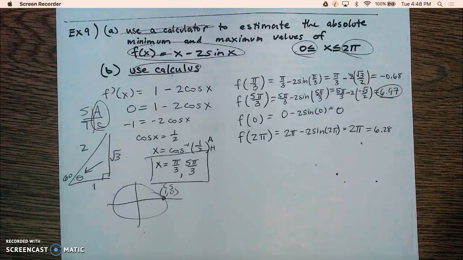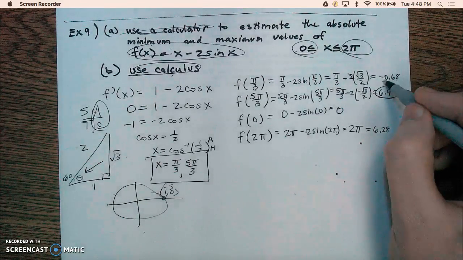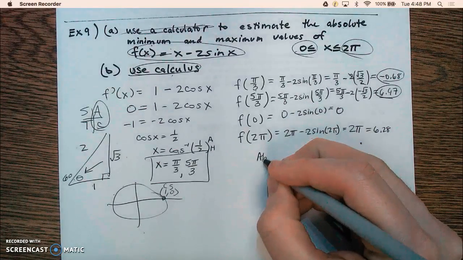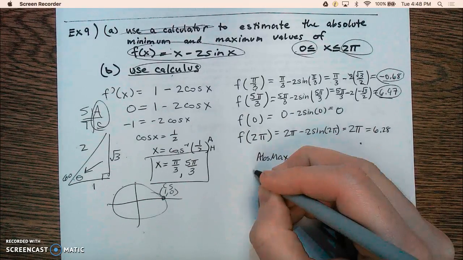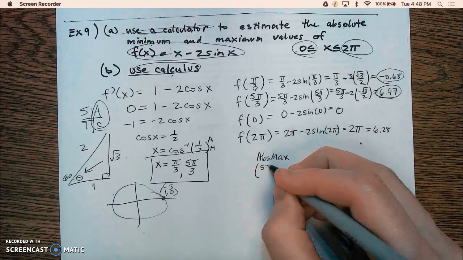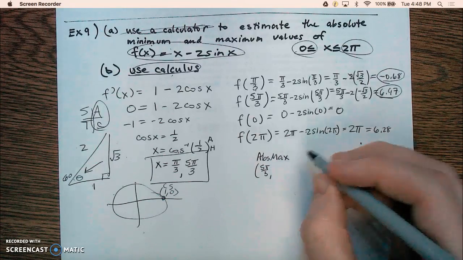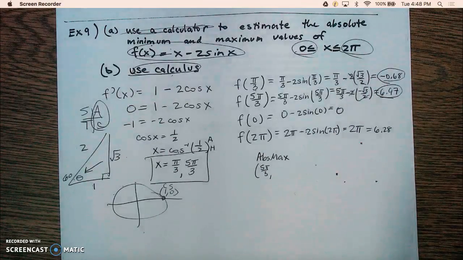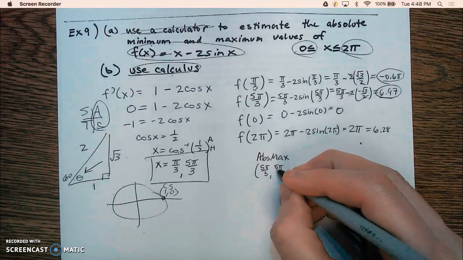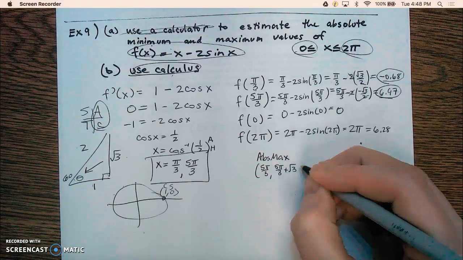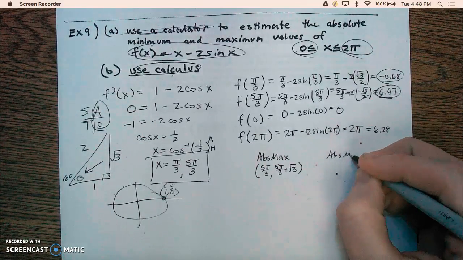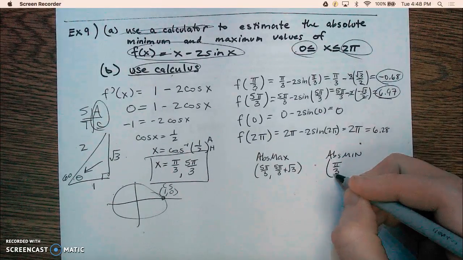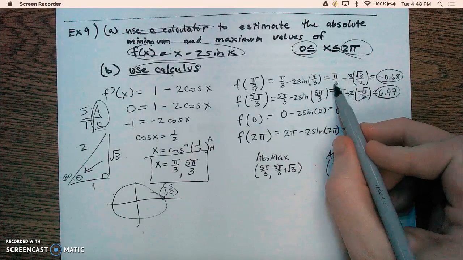The 5 pi over 3 is going to be our absolute maximum. And the smallest one is our negative, the pi over 3. So we've got an absolute max at 5 pi over 3, comma, let's write it in exact values. If the 2's cancel the negatives, it ends up being 5 pi over 3 plus rad 3. And then our absolute minimum is at pi over 3, and then that'd be pi over 3 minus rad 3.